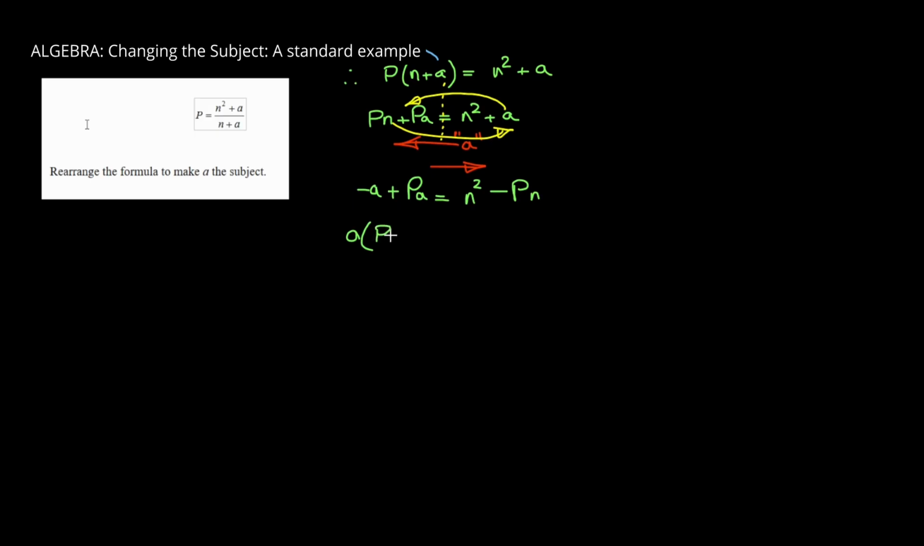This will be P minus 1. Check it by multiplying out. This is AP or PA, and this is negative A. And as this is a multiply, the only way we can unweld a multiply is by dividing through both sides by P minus 1. So therefore I get A is equal to, copy and paste this, n squared minus Pn, now divided by P minus 1. And that would be the answer.